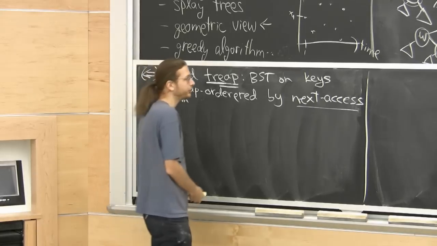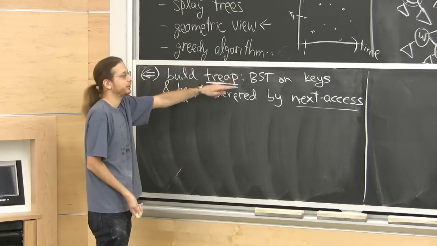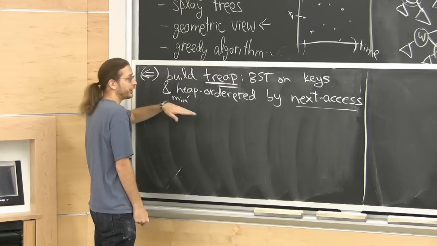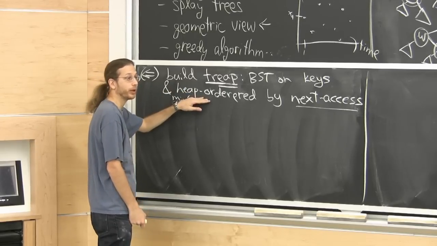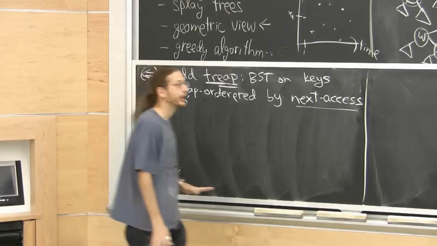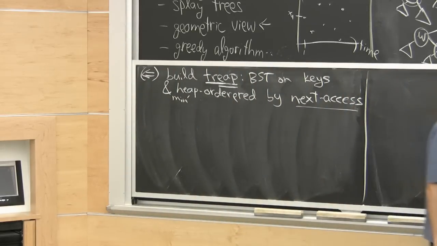So what we need to do is show that we can maintain, it's always going to be a binary search tree because we only do rotations. We have to somehow use rotations to maintain this heap order property, and only touch the nodes that we're supposed to touch. That's the challenge.